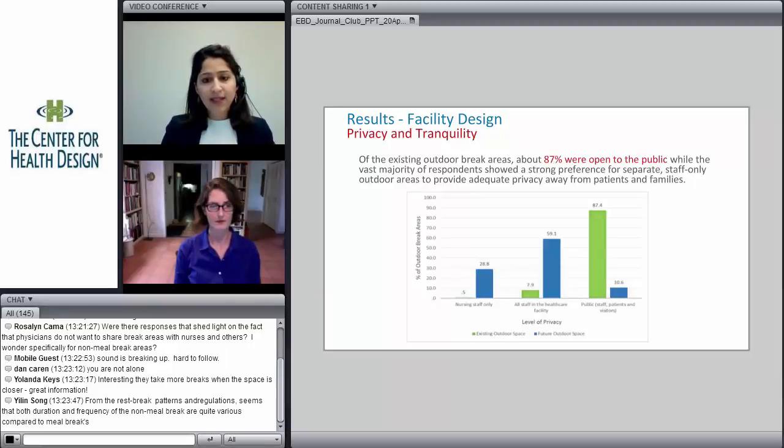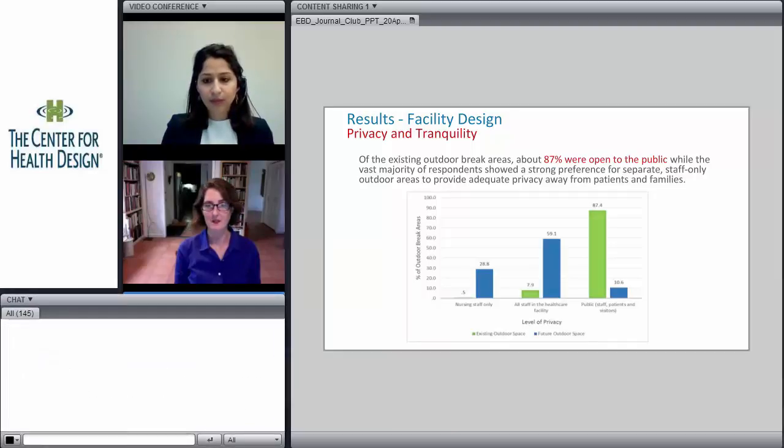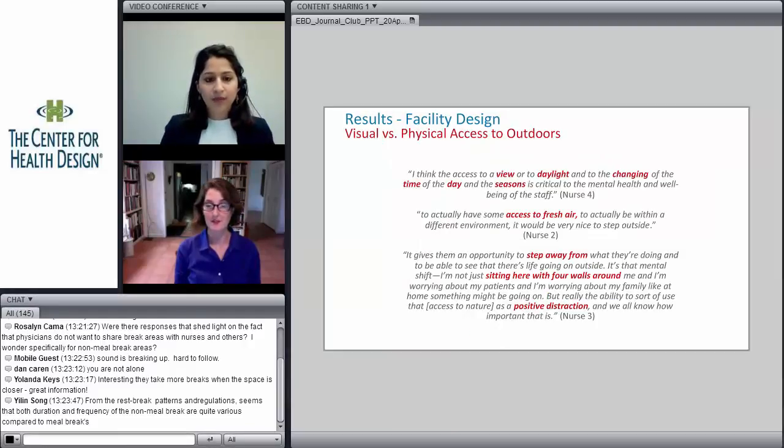And then when we asked the question about their existing outdoor break areas, about 87% of those break areas are open to the public. The green is what they have in their existing facility, and the blue is their preferences. They hugely preferred spaces that are private, either for all staff or nursing staff only. That's a big difference.